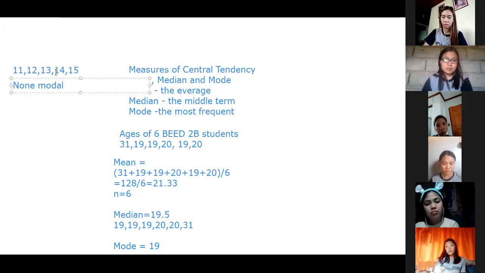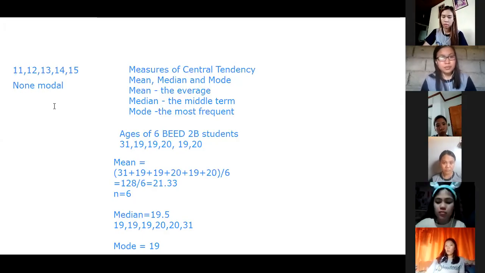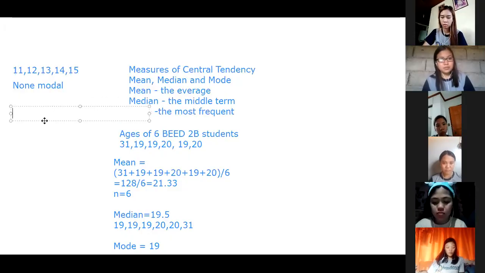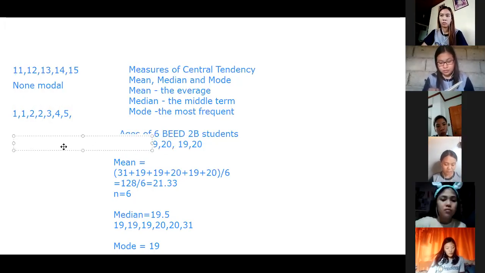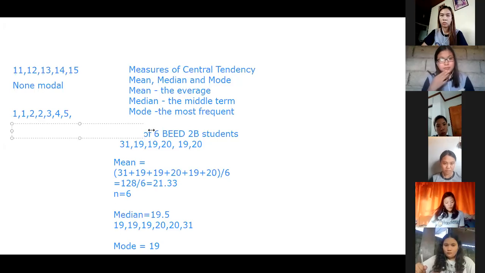Pero may mga pagkakataon na dalawa naman ang mode. Halimbawa, ito siya. 1, 1, 2, 2, 3, 4, 5. In this case, yung 1, 2 beses siyang nag-appear. Yung 2, 2 beses din nag-appear. At nagkataon na silang dalawa ang pinakamaraming frequency.